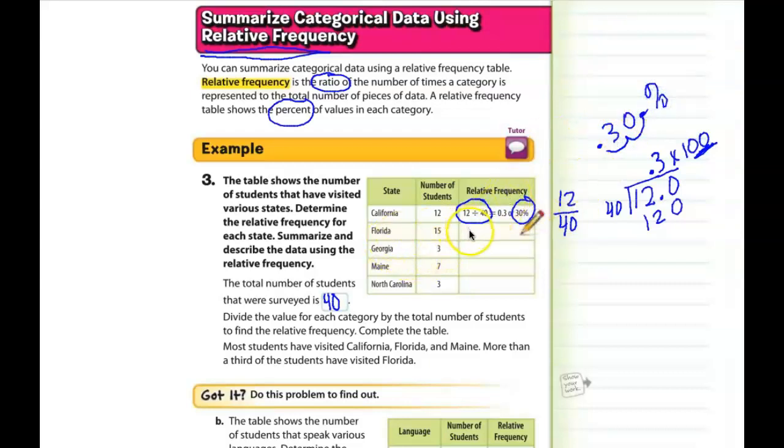So in order to calculate the rest of these relative frequency numbers, we're going to take the number 15 and we're going to divide that by 40. And then we're going to take the number 3 and divide that by 40. And then we're going to take the number 7 and we're going to divide that by 40. And luckily, this last one is also a 3, and we would have already calculated that as well.